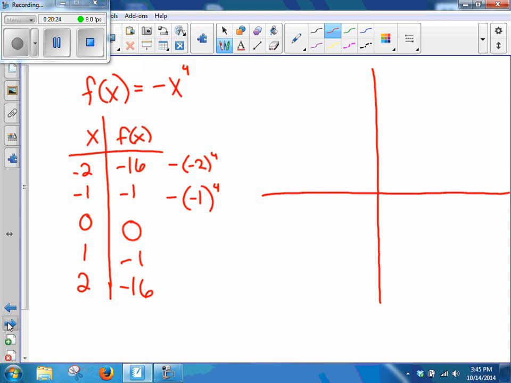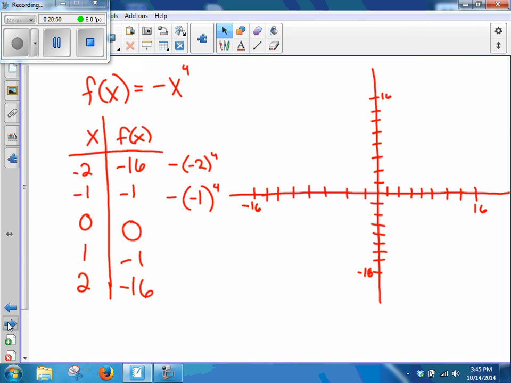So let's just graph this real quick. I'm just going to go by twos. So 2, 4, 6, 8, 10, 12, 14, negative 16, 2, 4, 6, 8, 10, 12, 14, 16. All right, negative 16. All right, let's graph this.